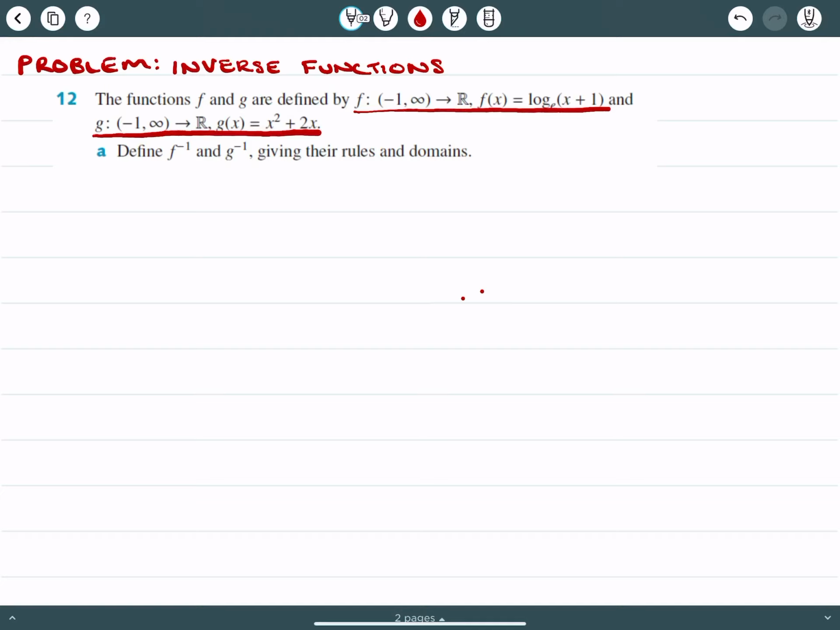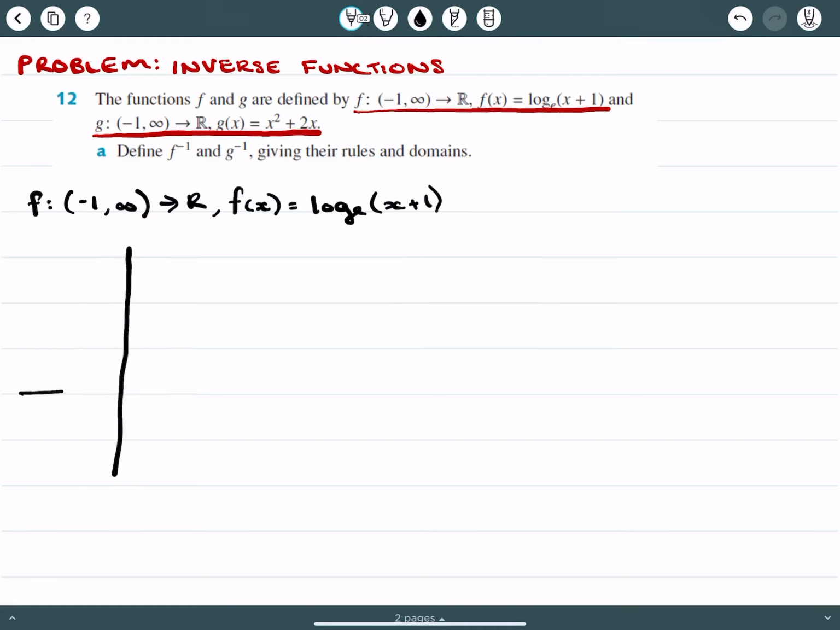What I want to do is break up the problem into two parts. So I want to deal with f(x) and g(x) separately. We'll start by having a look at f(x). The domain is -1 to infinity for all real numbers, with f(x) equaling log_e(x + 1). And I just want to do a rough sketch of what this graph would look like.